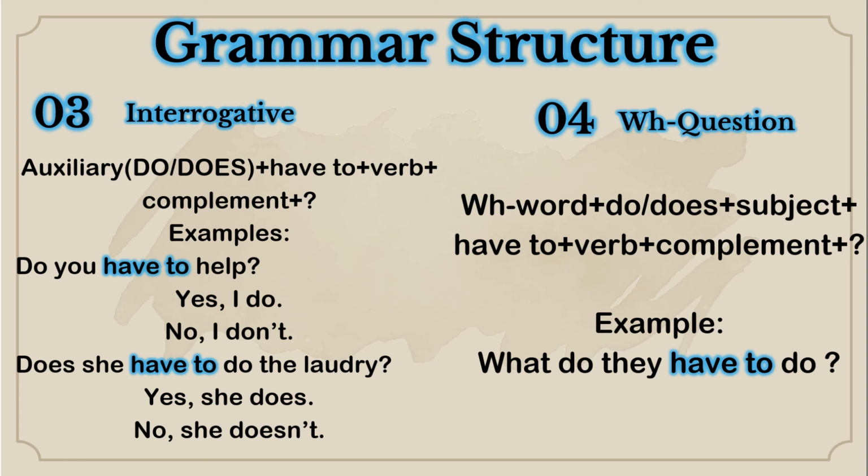Do you remember that you have to answer them with a complete answer, right? So, they have to do the dishes. So, you're using have to, right? For example, say, what does she have to do? She has to do the dishes if it is with the third person singular, right?